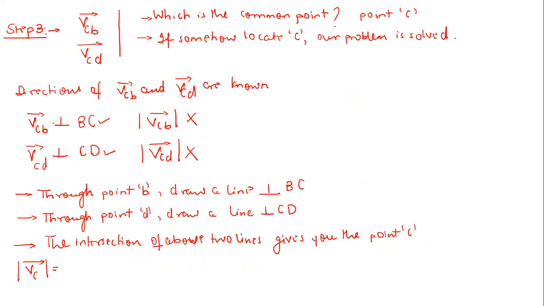So finally, VC vector is simply AC vector, right? So now what you do, simply measure the length and check the direction from the graphical analysis, right? So finally you measure this length, check the diagram, note down those values, convert it to appropriate scale, and then you will have the absolute velocity of point C.